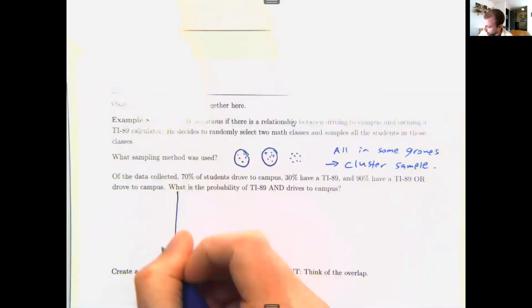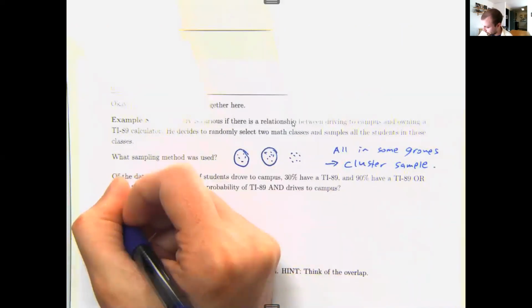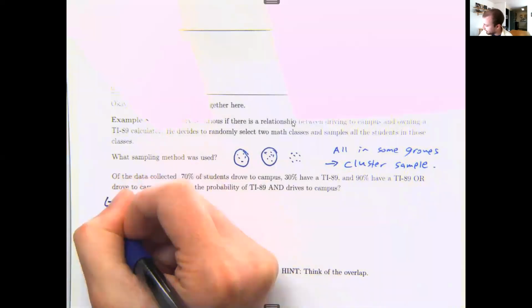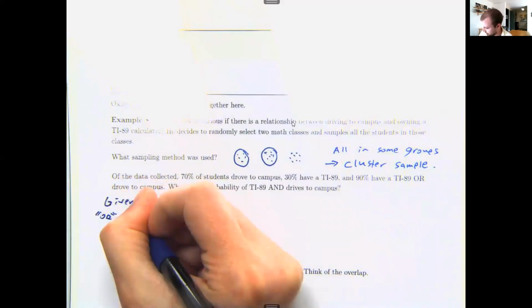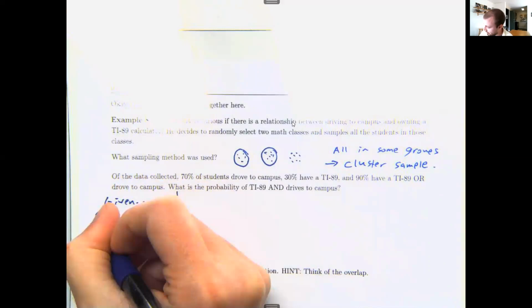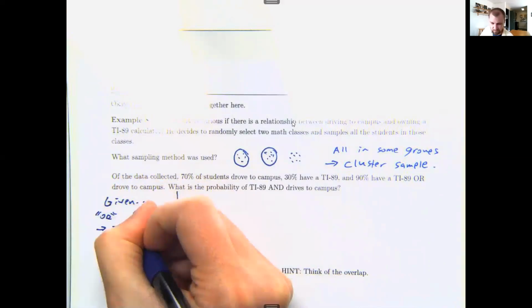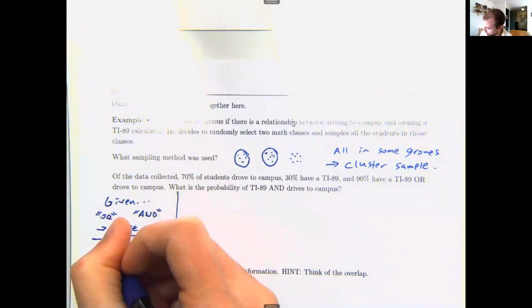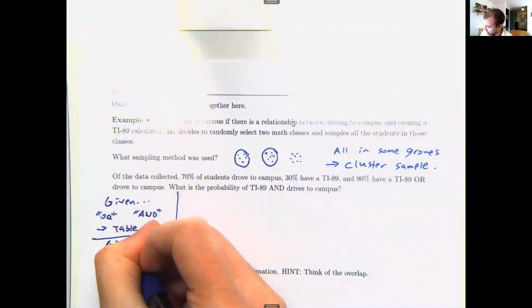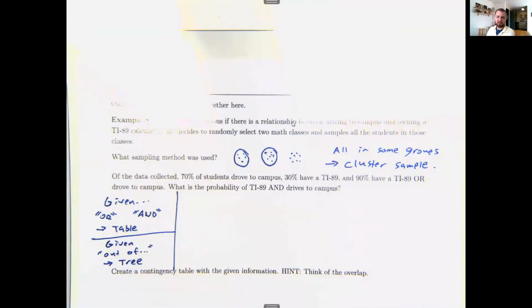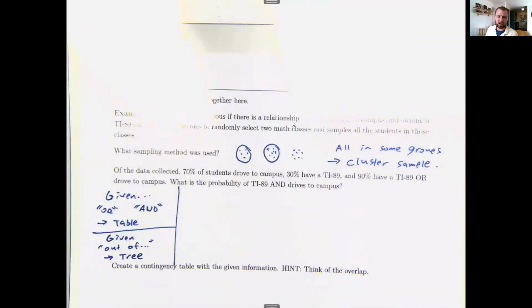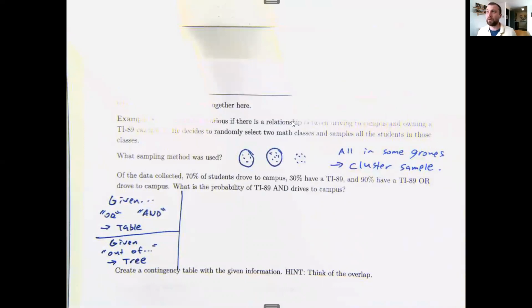So if you are given information about or and and, you should think about making a table. And if you are given information for "out of" kinds of sentences, you should think about making a tree. This isn't a hard and fast rule, and as you practice, you might come up with your own kind of guidelines for going through things, but I hope this gives you a starting spot.